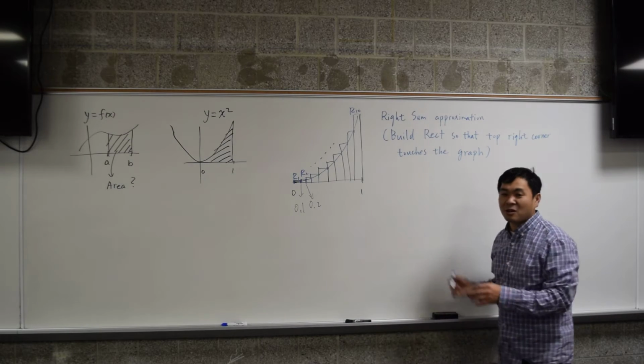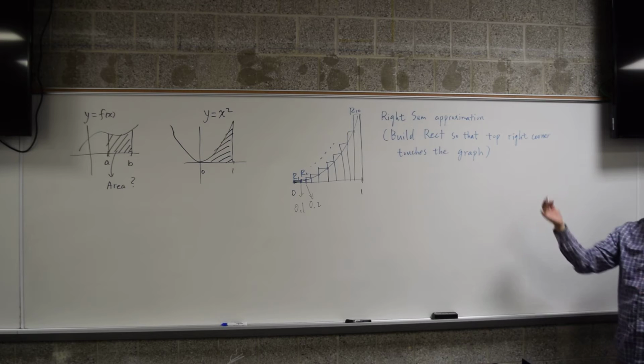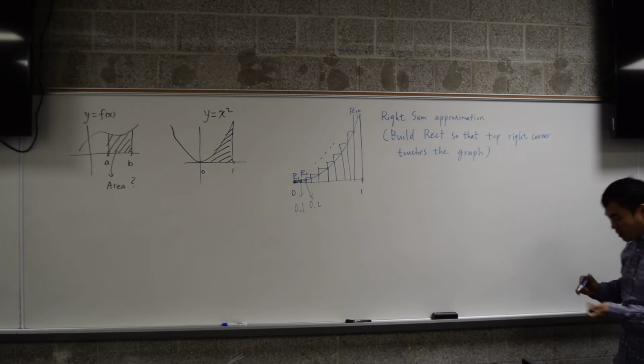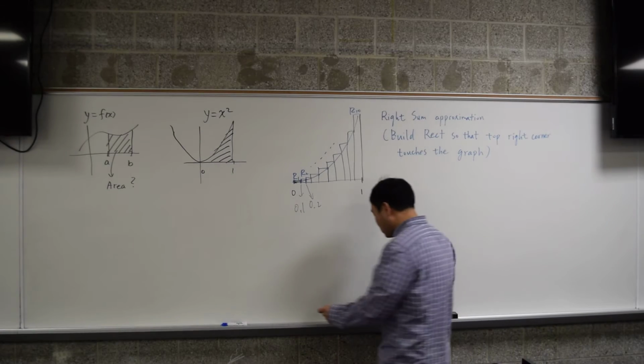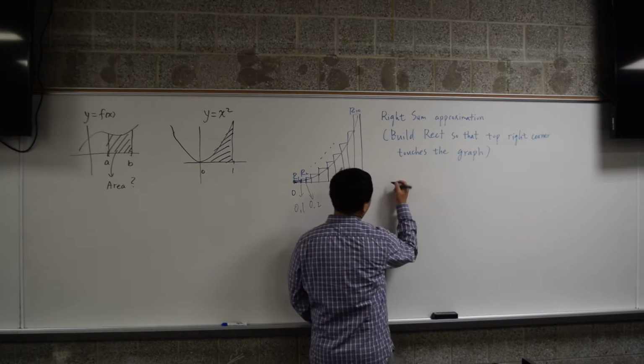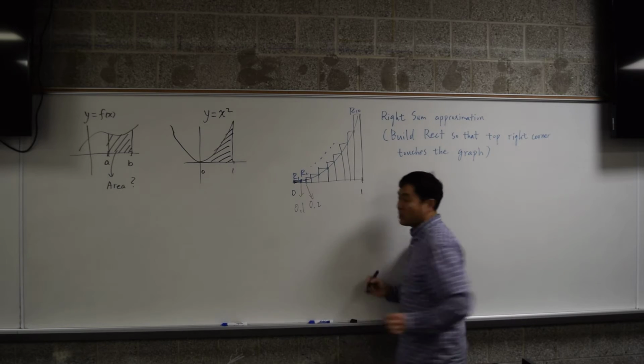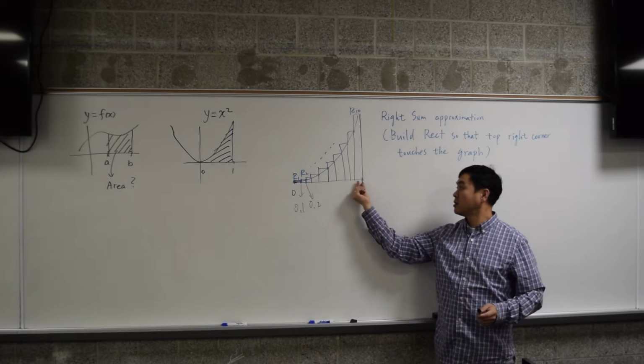You could write that down, but it's so obvious. You just have to draw it, and it's just so obvious. You probably don't have to write that down. Okay. All right. So let's do an actual calculation. For all these, the base length is what? What's the base length? 0.1.